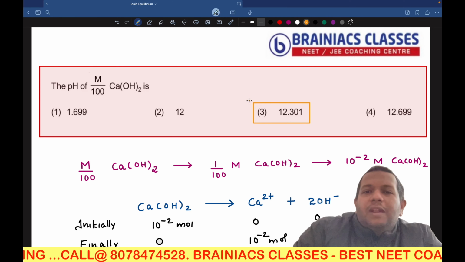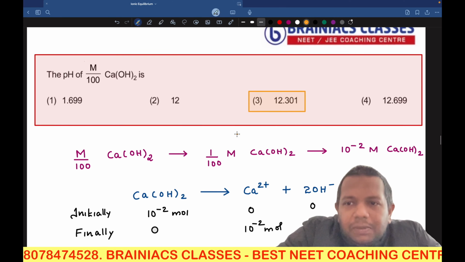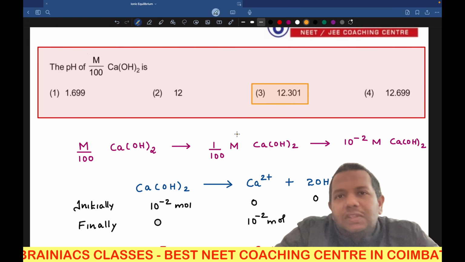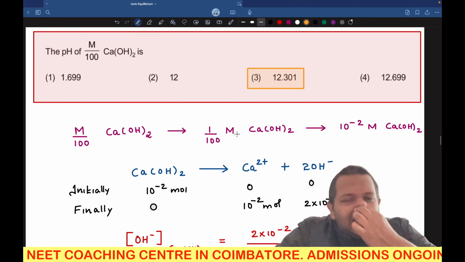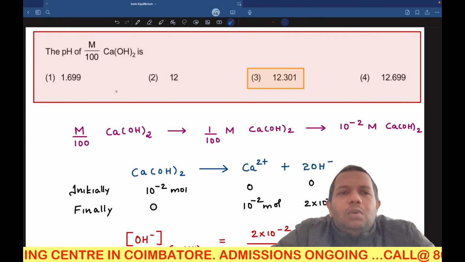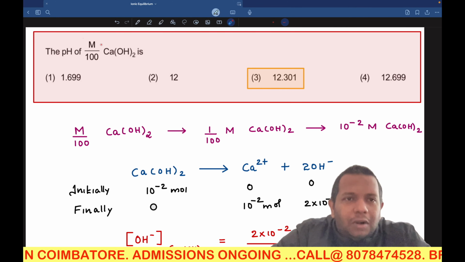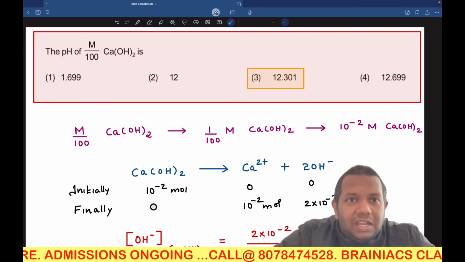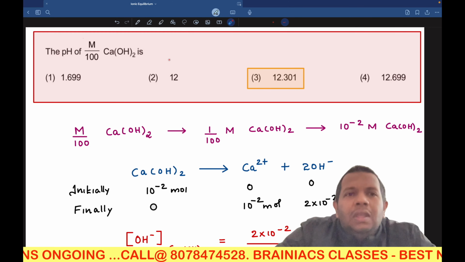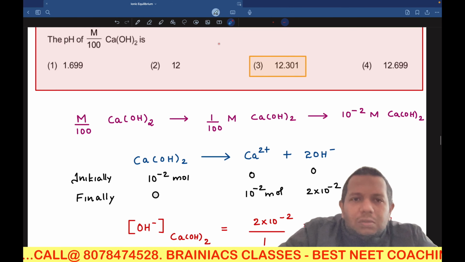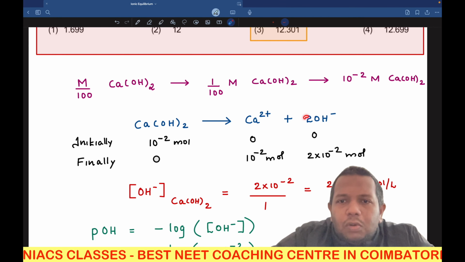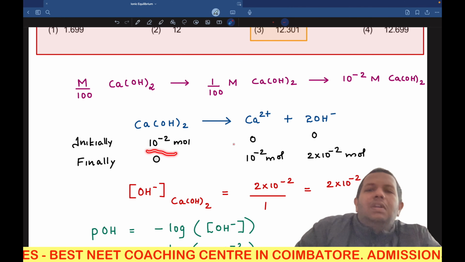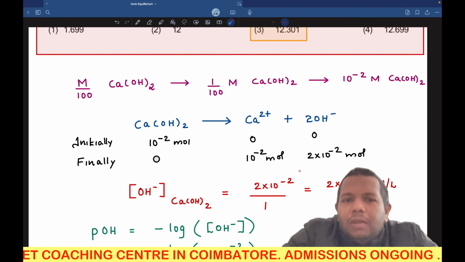I hope you are understanding how to handle questions of this type. Please be cautious of what is given in the question, then only start doing it, otherwise you may end up with wrong answers. Let me go through it one more time. You are given a base and its molarity, and its value is very high compared to that of water at room temperature. Here temperature is not mentioned, so we ignore water completely. We understood that 1 mole of calcium hydroxide can generate 2 moles of OH minus. So 10 power minus 2 mole can generate 2 into 10 power minus 2 mole.